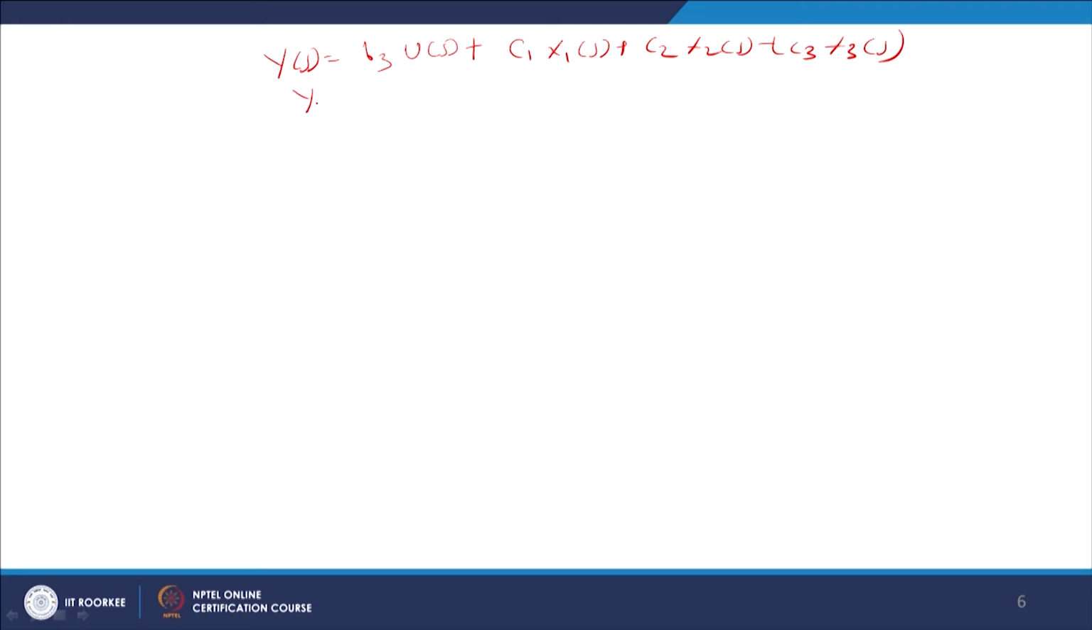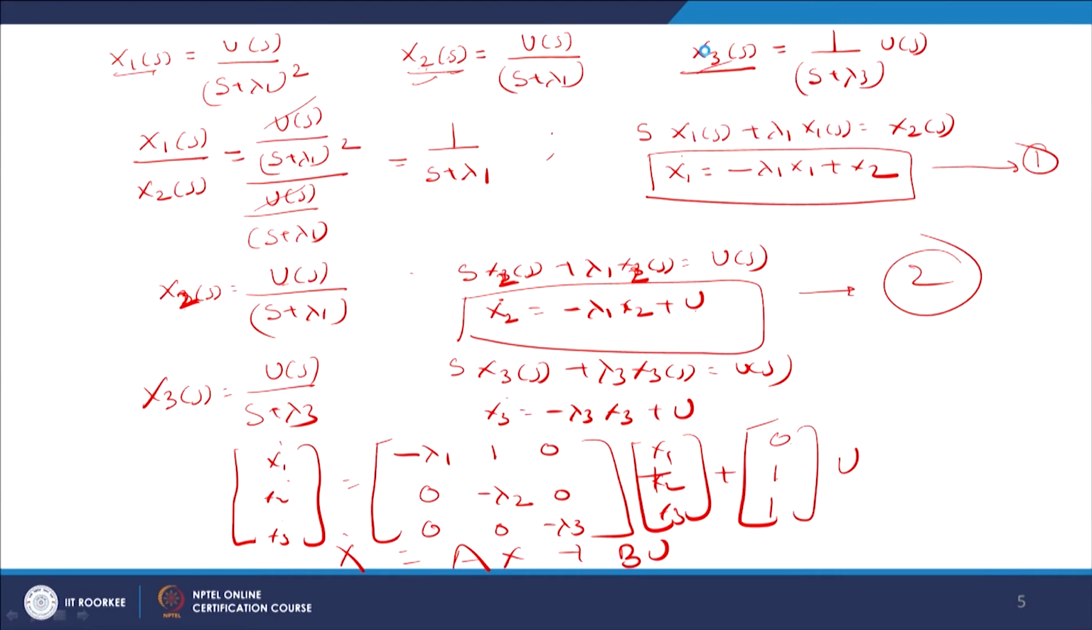So, we will get y equals c1 x1, c2 x2, c3 x3 plus b3 into u. So, we have got this as the output equation, c1 x1, c2 x2, c3 x3, b3 u, and we have seen that here we got x1 dot, x2 dot, x3 dot, with lambda 1. Here it is actually lambda 1, not lambda 2, we have taken it as lambda 1. So, lambda 1 0 0, 0 lambda 3, x1 x2 x3, 0 0 1 u, because this particular block is called a Jordan block.